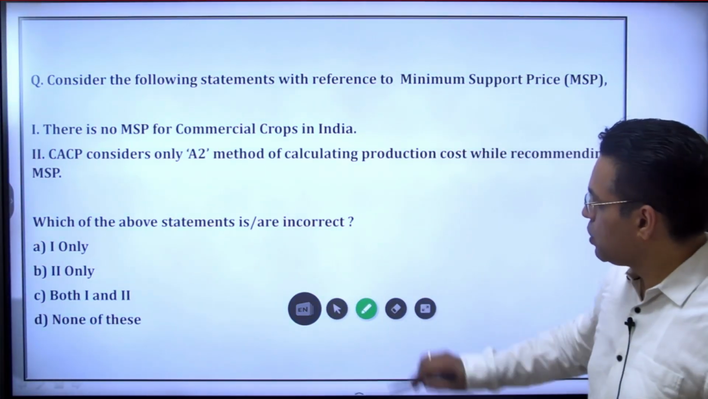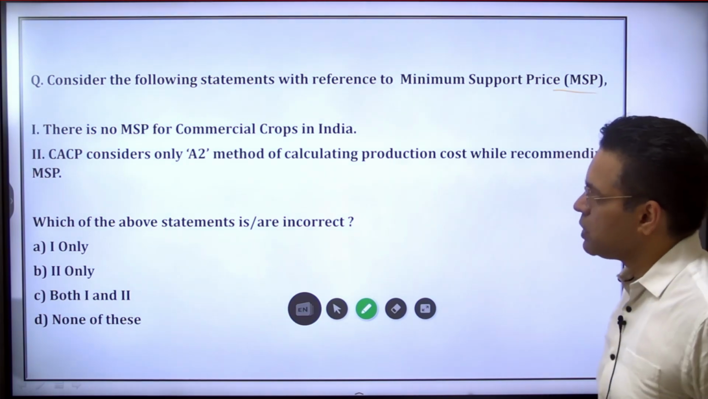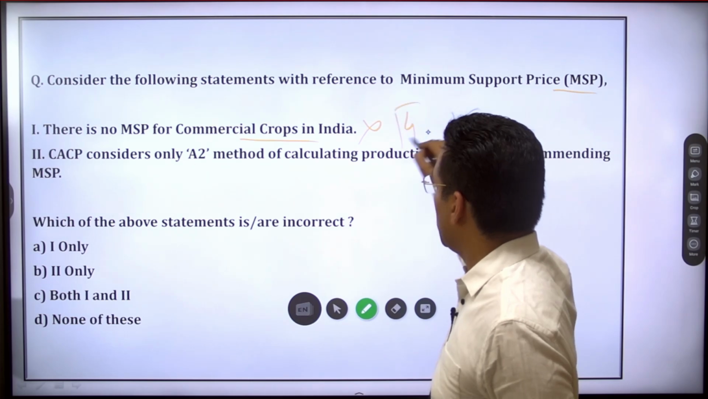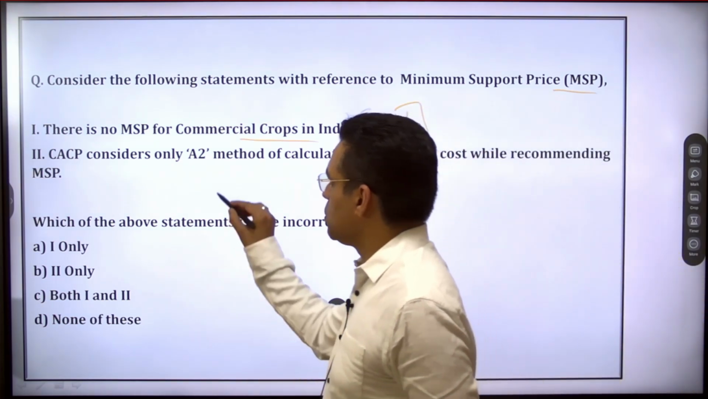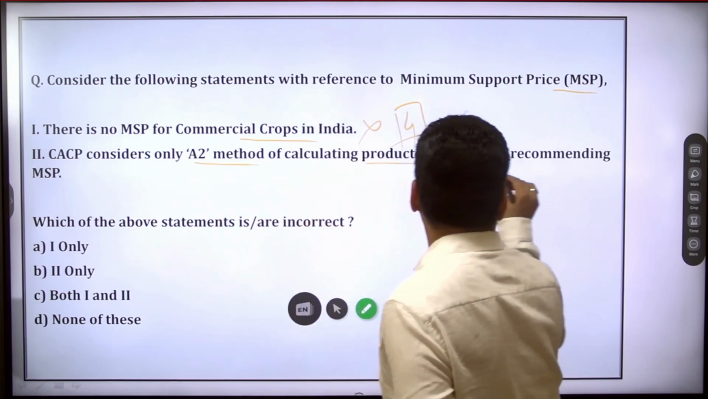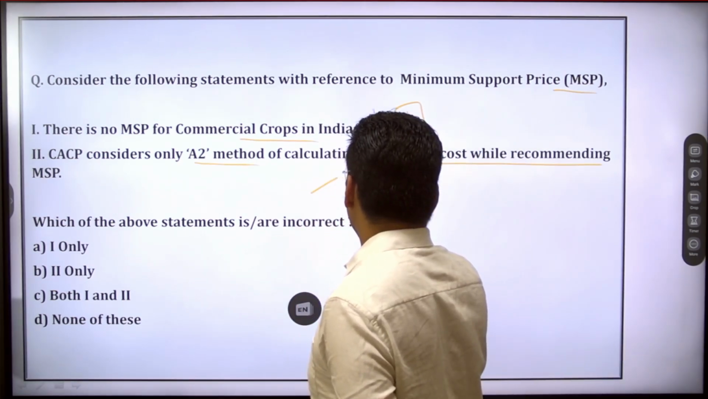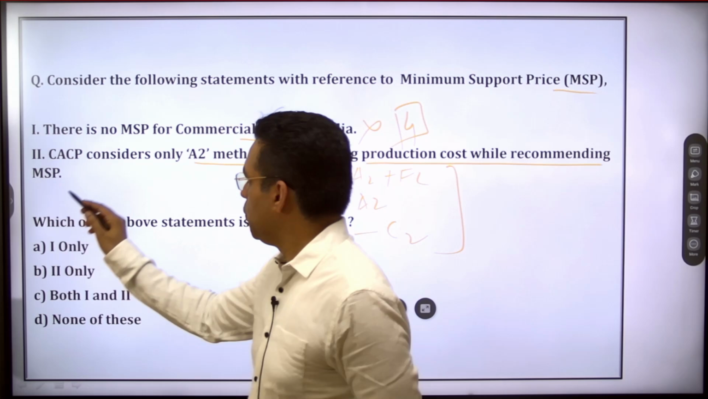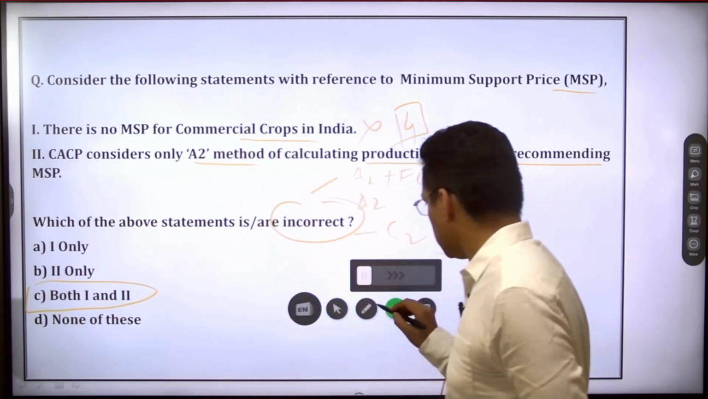Now let's try to see this question. Consider the following statements with reference to MSP. There is no MSP for commercial crops in India. No, we have MSP. We have 4 commercial crops where MSP is available, so this statement is incorrect. CACP considers the A2 method for calculating production cost while recommending MSP. There are 3 methods: A2, A2 plus FL, and C2. So the answer is both are incorrect. C is the answer.